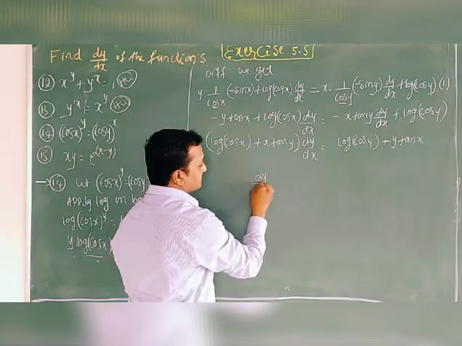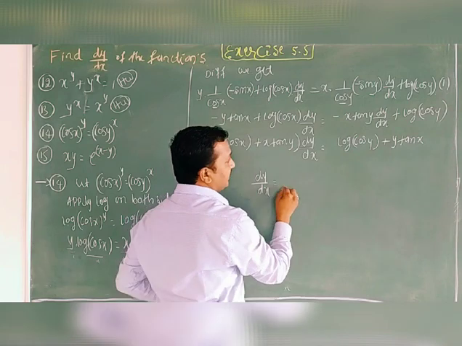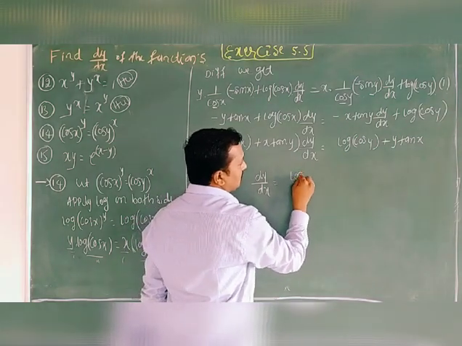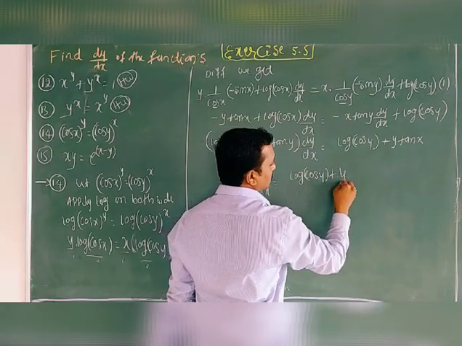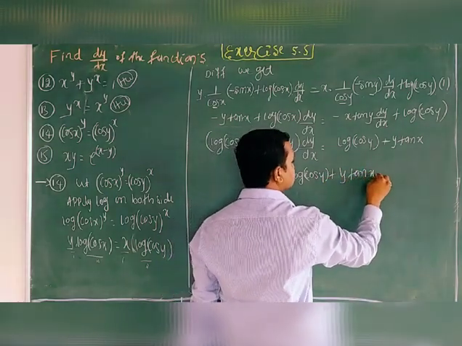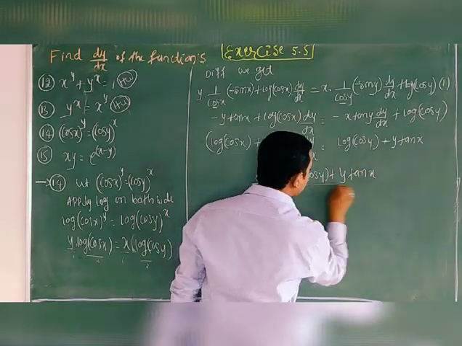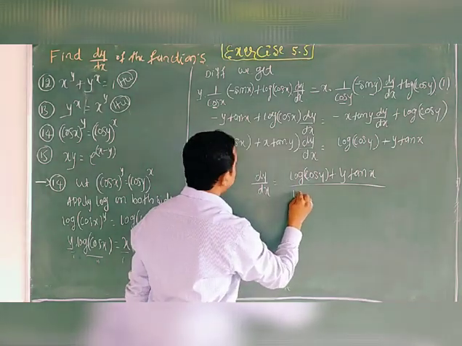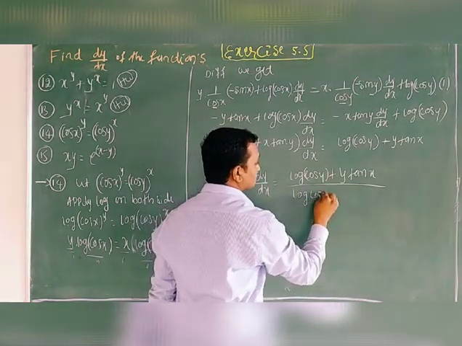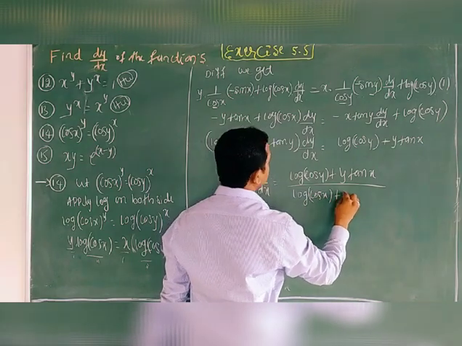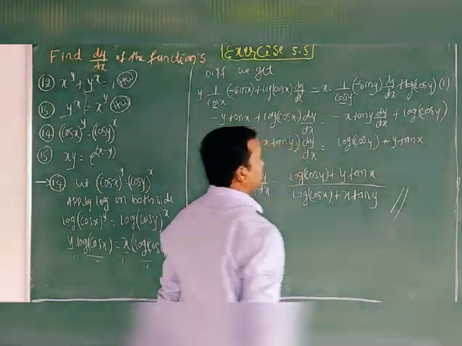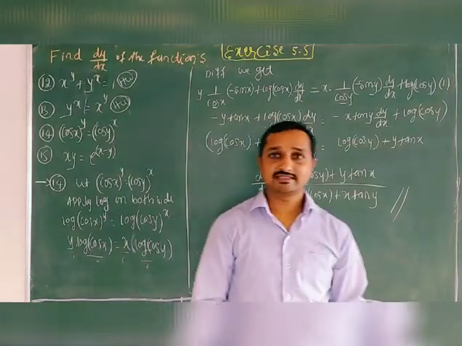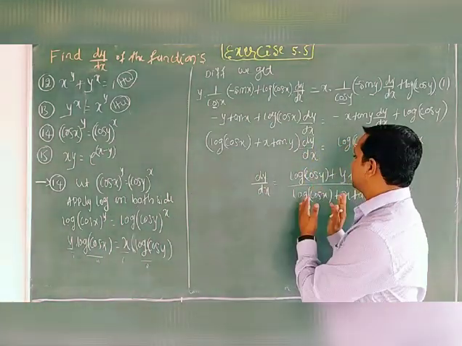Then dy by dx is equal to log of cos y plus y into tan x, whole divided by this term. Now what is that? Log of cos x plus x into tan y. So this is the dy by dx term. Is that clear? This is the dy by dx term.